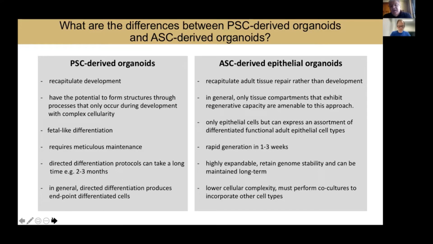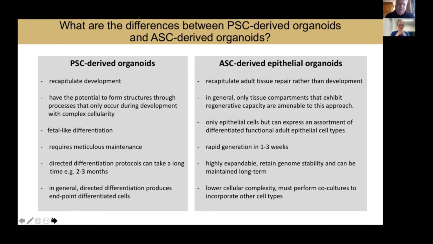Where the adult stem cells are a little bit different. They actually replicate injury repair mechanisms, so it's more a regenerative type state. These are mainly of epithelial origin. They're relatively easy to generate. They're highly expandable. They actually do retain genome stability and can be maintained long term. So in this case, they're more like cell lines, but sort of sophisticated cell lines.